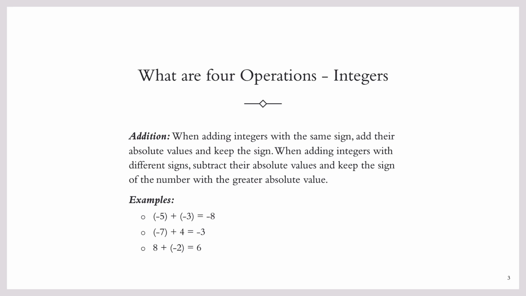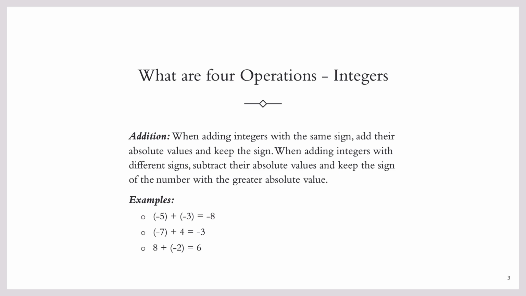So let's first talk about integers. When we are talking about integers and we are performing addition, we can do it like this. When we are adding integers with the same sign, we add their absolute values and we keep the sign. When we are adding integers with different signs, we subtract their absolute values and keep the sign of the number with the greater absolute value.